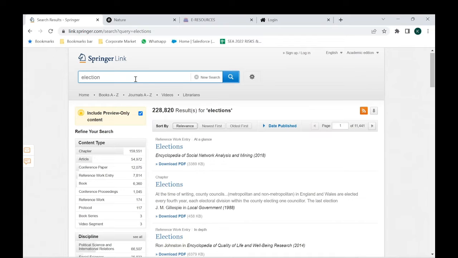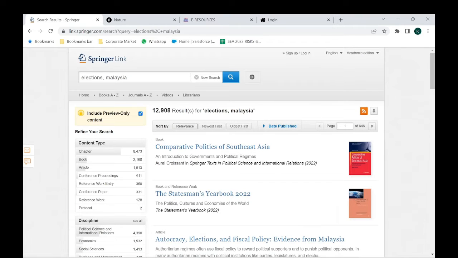So you obviously, just by searching elections, for example, it's a very broad-based term. But if you wanted to make it more niche, for example, we can say Malaysia, right? We can also put that, and you see I use the term comma. So now the results go from 228,000 to only 12,908. So what this means is that the keyword search is now limiting the results to those that have the term elections and Malaysia in the same document in itself.